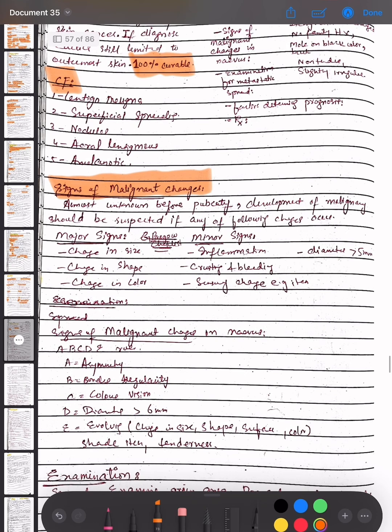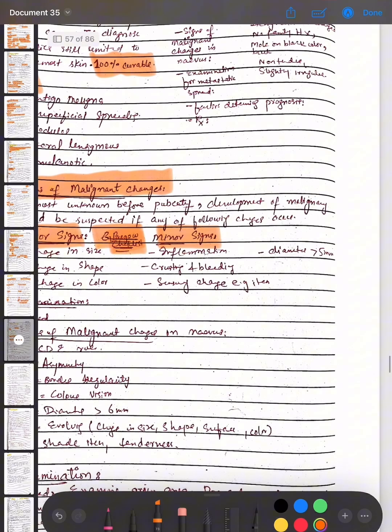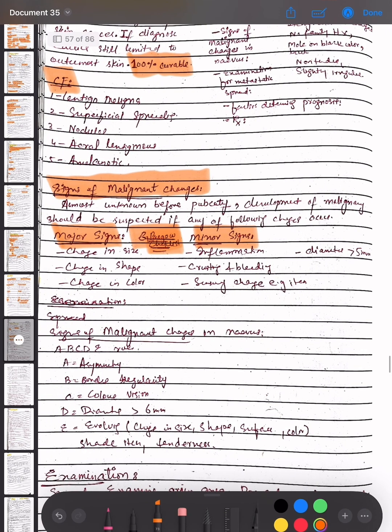The development of malignancy should be suspected if any of the following changes occur. These are the major signs and the minor signs, the Glasgow checklist. The major signs are change in size, change in shape, and change in color, while the minor signs are inflammation, crusting, bleeding, and sensory changes, for example itching, and a diameter greater than 5 mm. If these changes occur, then we should note that the mole is turning towards malignant melanoma.